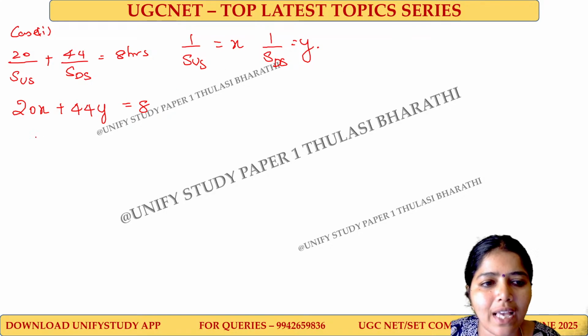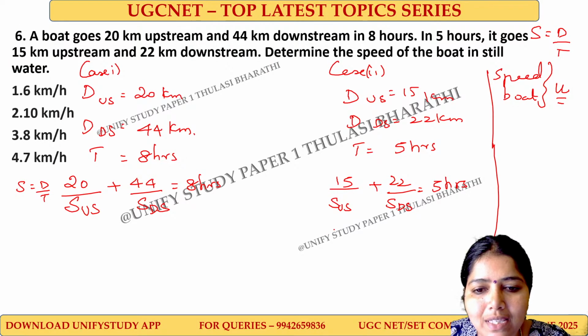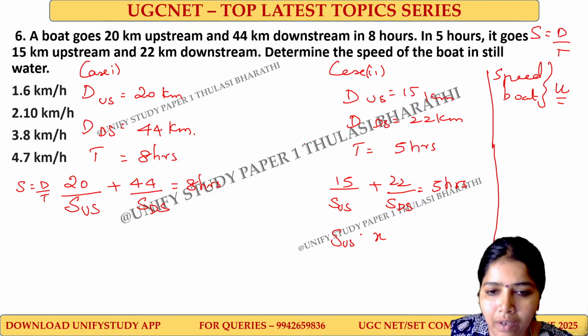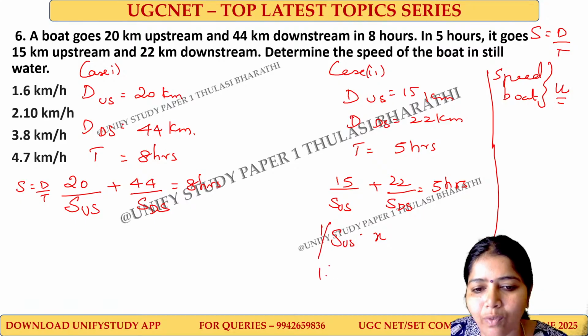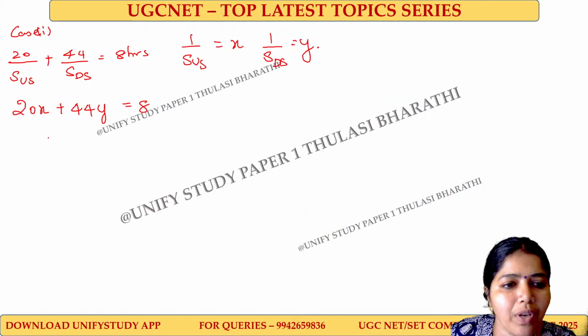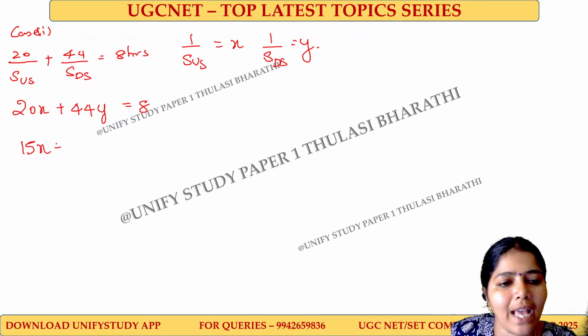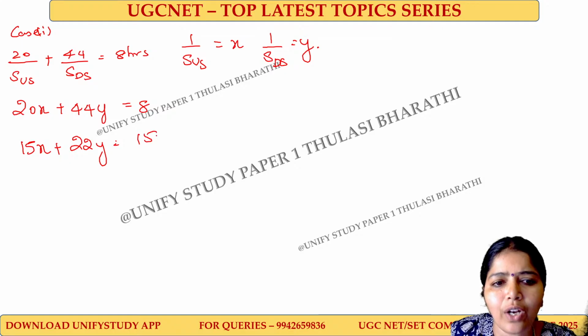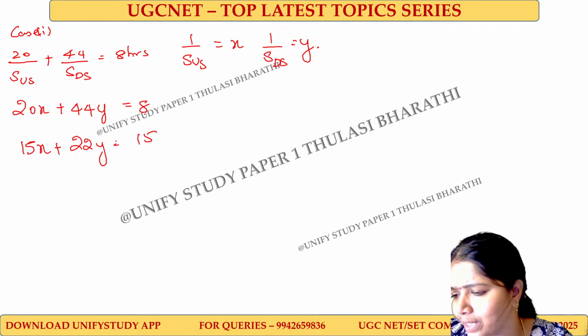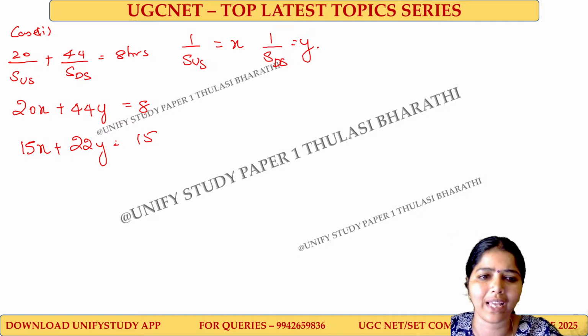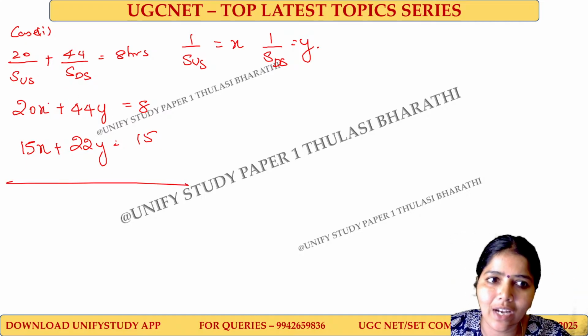Similarly in case 2, what is there? You can replace 1 by the speed of the upstream as x and 1 by the speed of the downstream as y. If I replace, what will come here? It becomes 15x plus 22y is equal to 15. Now it's going to be a simple calculation. Do it. Simple algebraic calculation. We can easily solve. You understand how we got this formula?